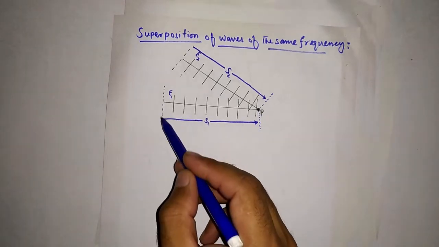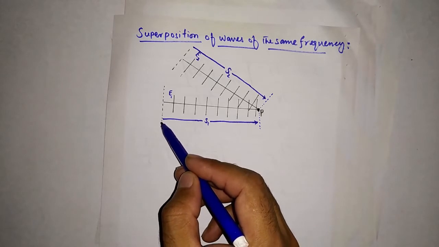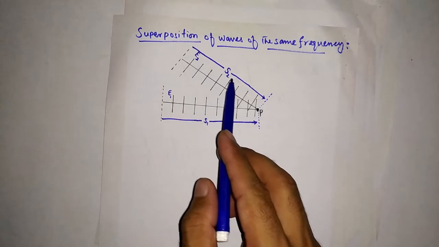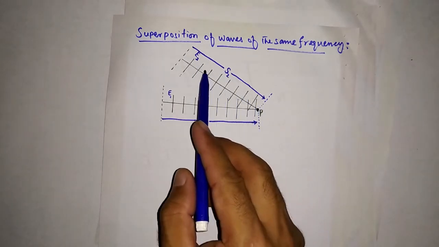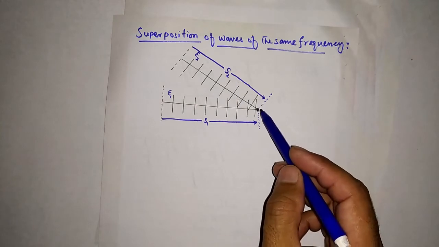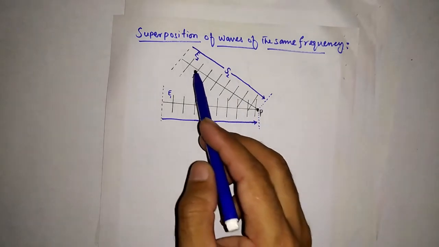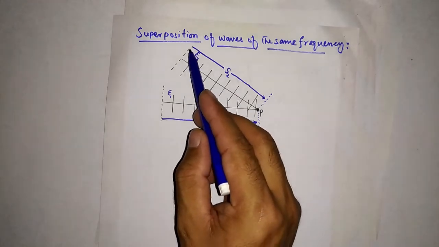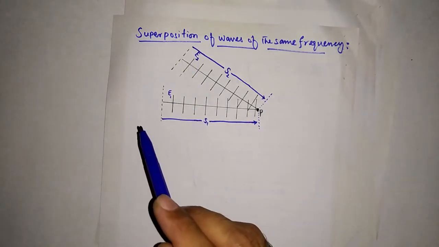Here this is the first reference plane for the first wave, and here this is the second wave, which is traveling in this direction, and it covers distance S2 and then reaches this point P. This wave has an amplitude E2 and this is its initial reference plane.